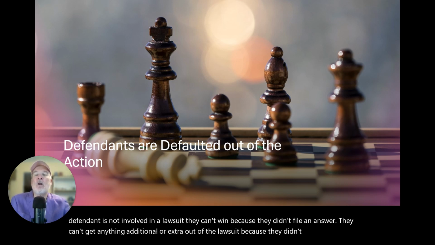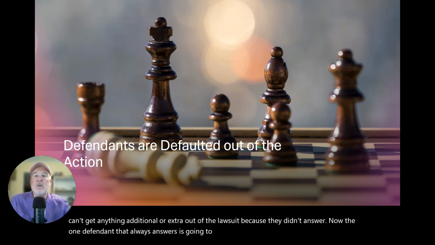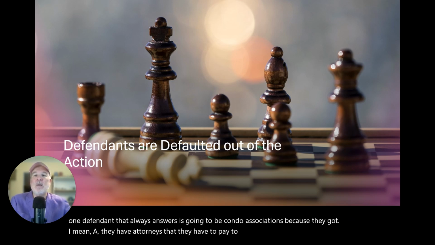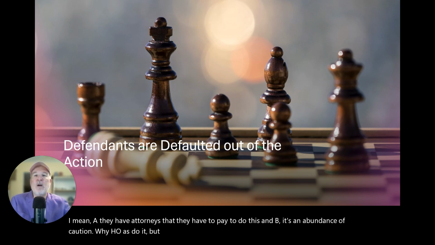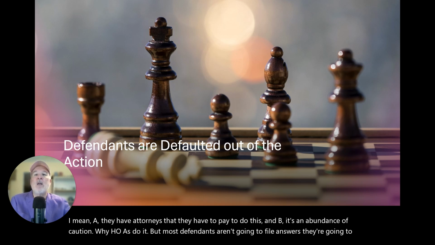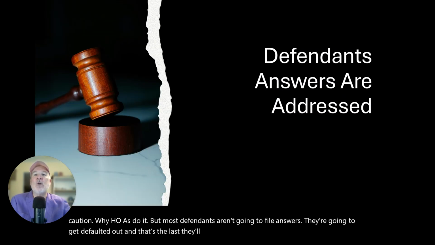Now, the one defendant that always answers is going to be condo associations because, A, they have attorneys that they have to pay to do this. And B, it's an abundance of caution why HOAs do it. But most defendants aren't going to file answers. They're going to get defaulted out, and that's the last they'll ever hear of anything in that lawsuit.